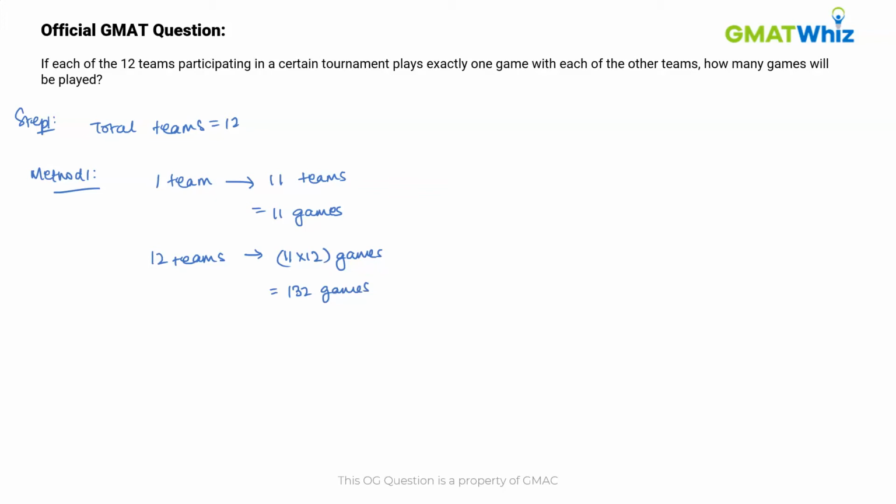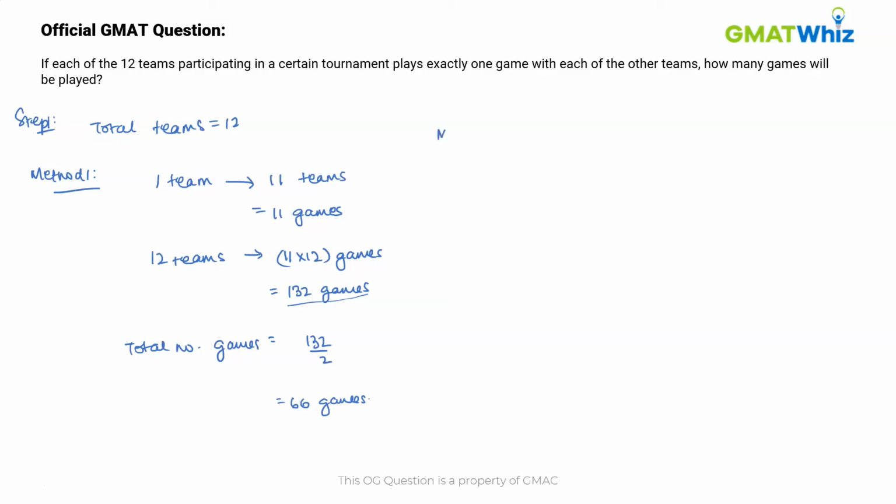Now notice one thing, that if A plays with B and B plays with A, that is the same game. So there is a possibility that we may have counted one game twice. So to rectify that, what we have to do is to divide this number of games by 2. So the total number of games played in the tournament will be equal to 132 by 2, which is equal to 66 games. Now this is one way of solving this question.